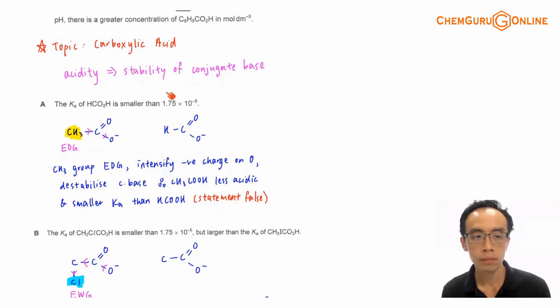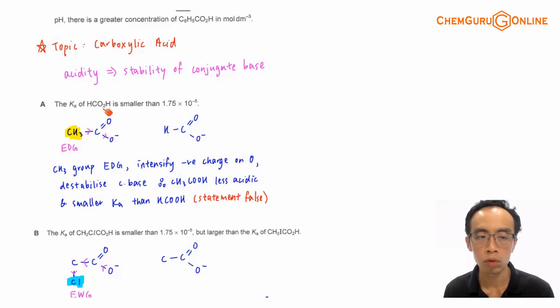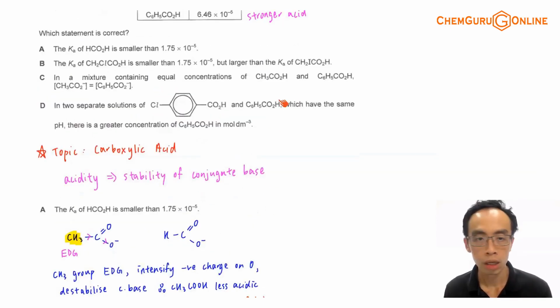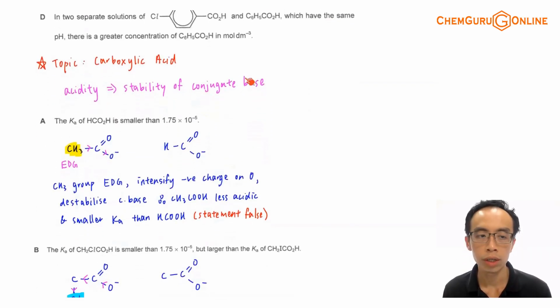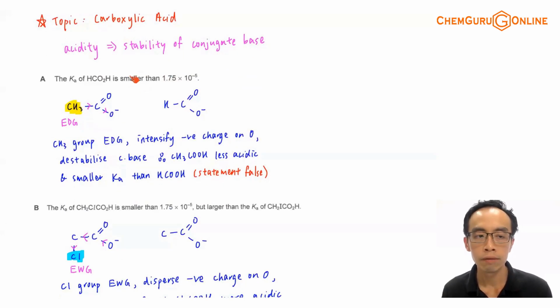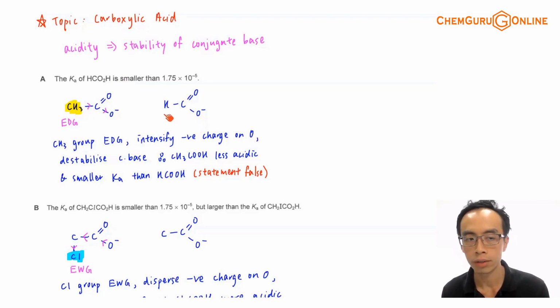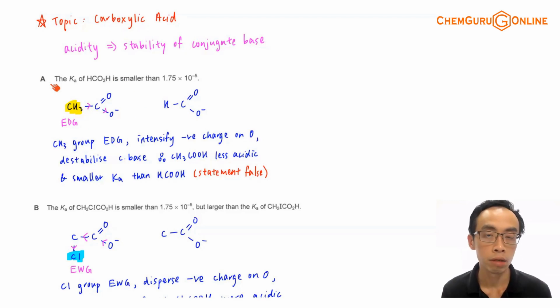And if I consider statement A, Ka value for HCO2H is smaller than 1.75 times 10 to the power of minus 5, which is effectively the Ka value for ethanoic acid. So this question is actually comparing the acidity for ethanoic acid versus methanoic acid, HCOOH versus CH3COOH. Concept-wise, we will look at the conjugate base and consider its stability. The conjugate base of ethanoic acid is here. The methanoic acid conjugate base is here.